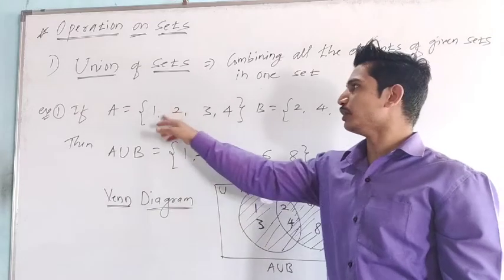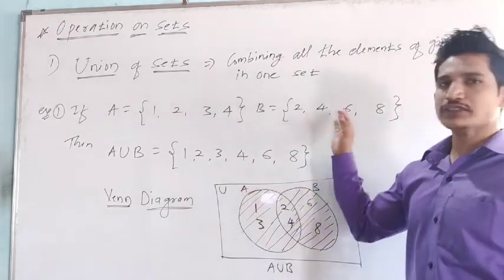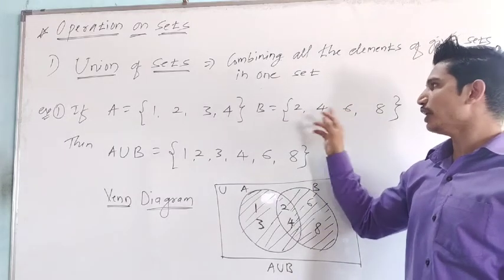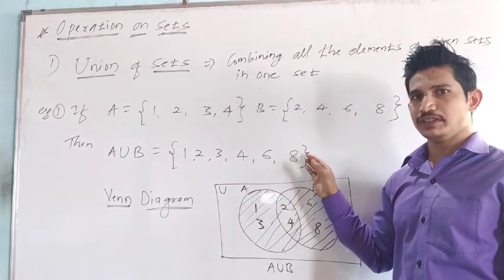Elements from this set: 1, 2, 3, 4. So write here 1, 2, 3, 4. And elements of this set: 2, 4, 6, 8. 2 and 4 are already present here, so don't write them again. Don't repeat the numbers.